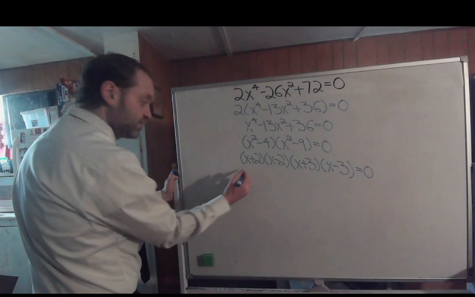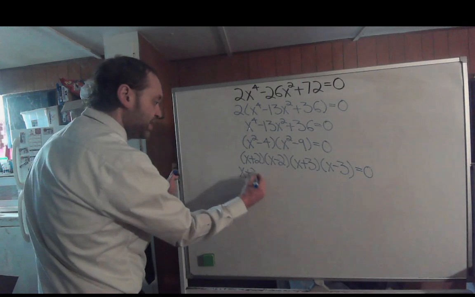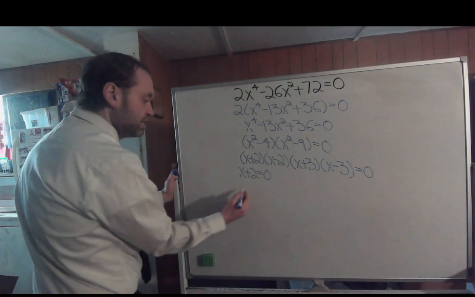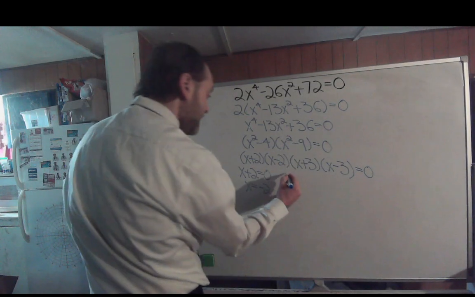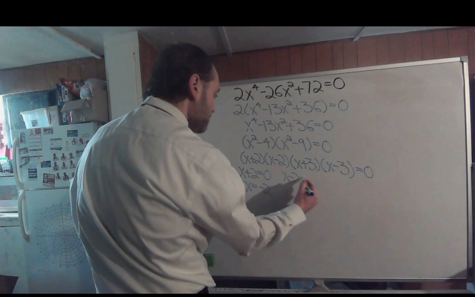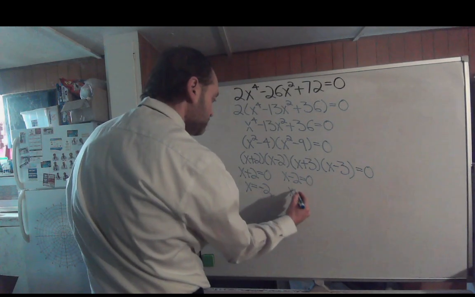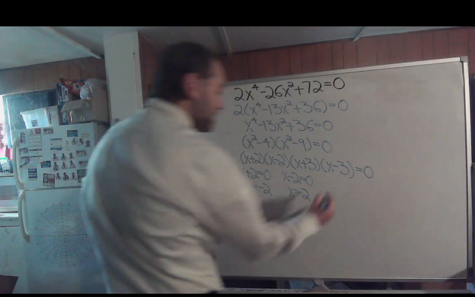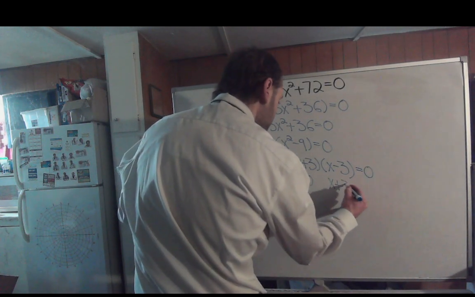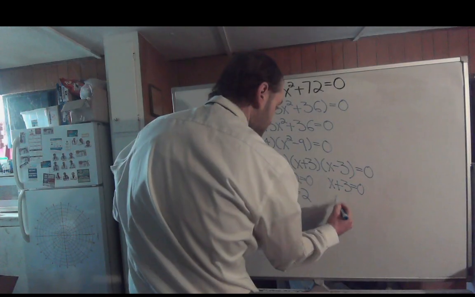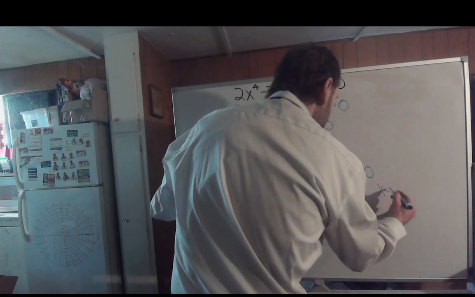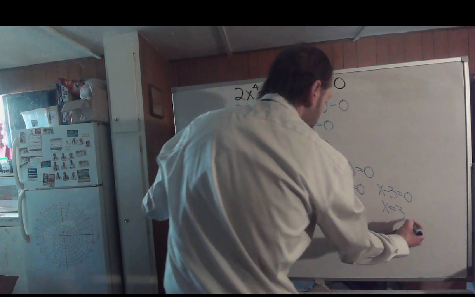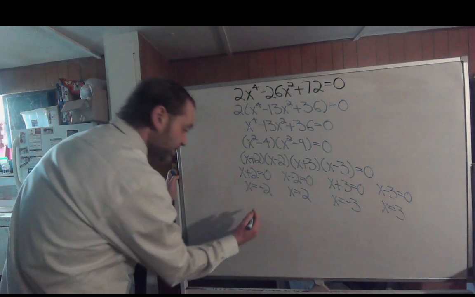Now just take each of your factors and set them equal to 0. So x plus 2 equals 0, x equals negative 2, x minus 2 equals 0, x would equal positive 2, x plus 3 equals 0, x would equal negative 3, and then x minus 3 is equal to 0, which means x would equal positive 3. So you have 4 real solutions.